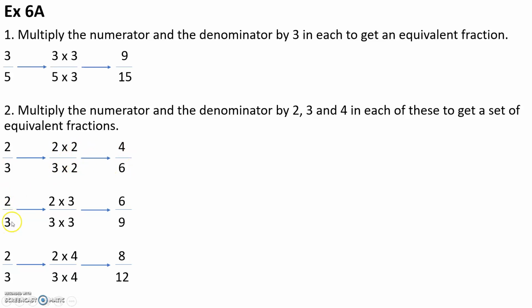Next 2 upon 3. So 2 into 3 and upon 3 into 3. So 2 3s are 6 and 3 3s are 9. So 6 upon 9. Again 2 upon 3, 2 into 4 upon 3 into 4. So 2 4s are 8 and 3 4s are 12.